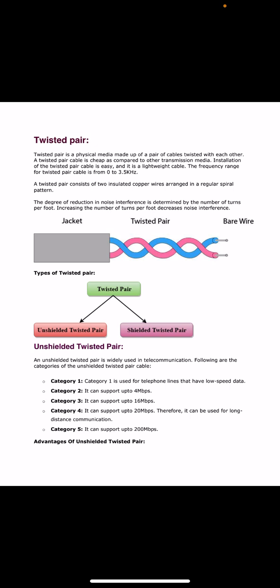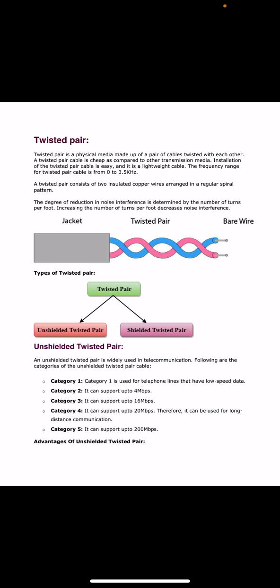The types of twisted pair: first one is unshielded twisted pair, another one is shielded twisted pair. Unshielded twisted pair is widely used in telecommunication. Following are the categories of unshielded twisted pair cable. First category is used for telephone lines that have low speed data. Second category can support up to 4 Mbps.